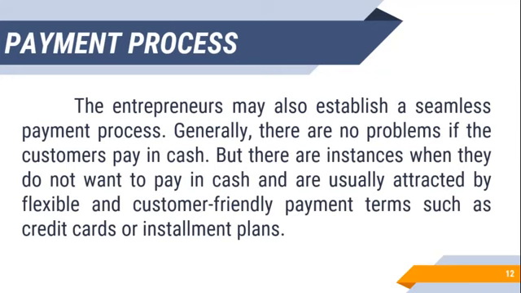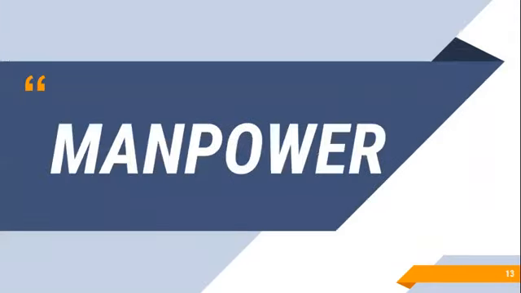So apart from the distribution, apart from the manufacturing process, we also have to take into consideration our plan: how are the customers going to pay for the product? Ito po ba ay more on cash payment, or mag-o-offer din po ba tayo ng credit cards or installment plan? We also have to indicate that in our plan. So that is for our first M. Now for our second M, it is the manpower.